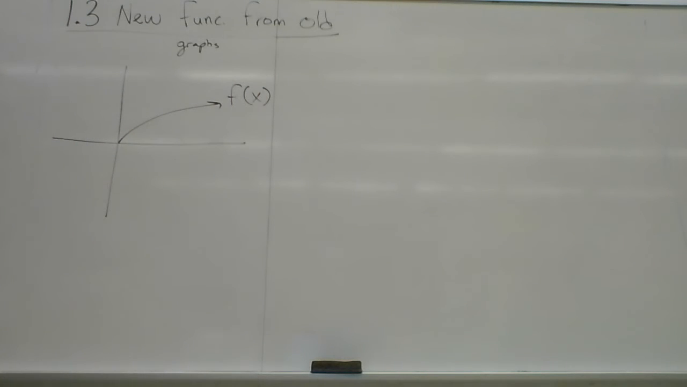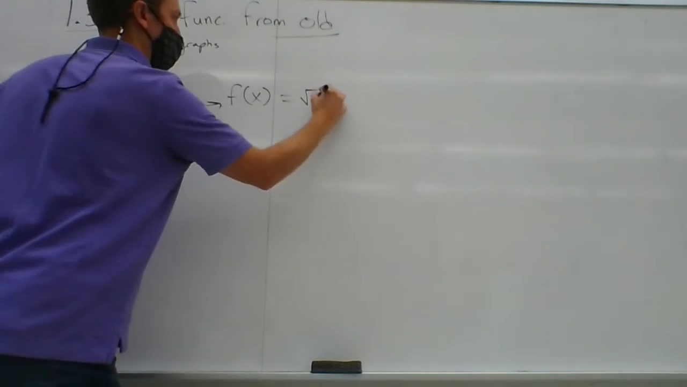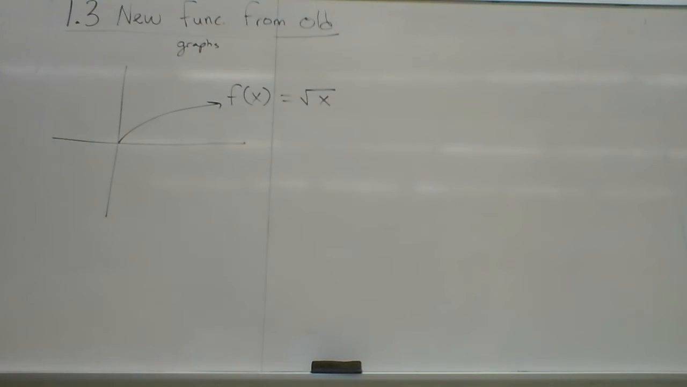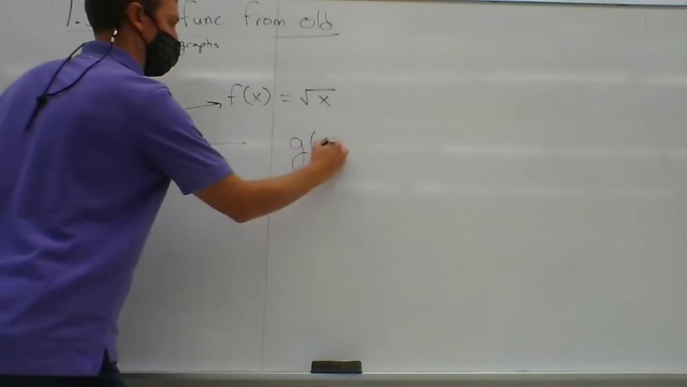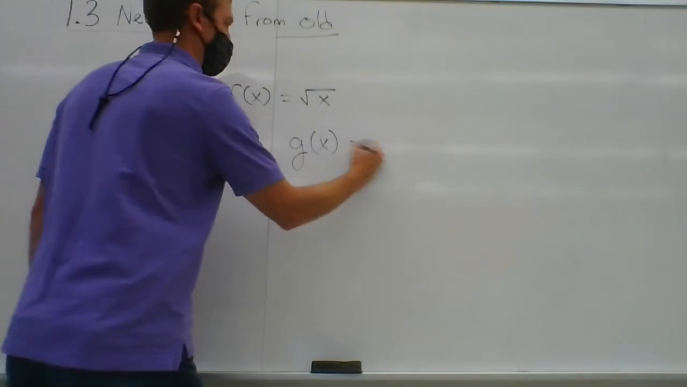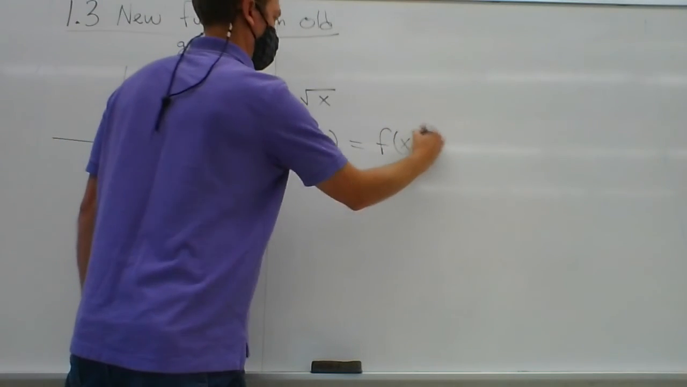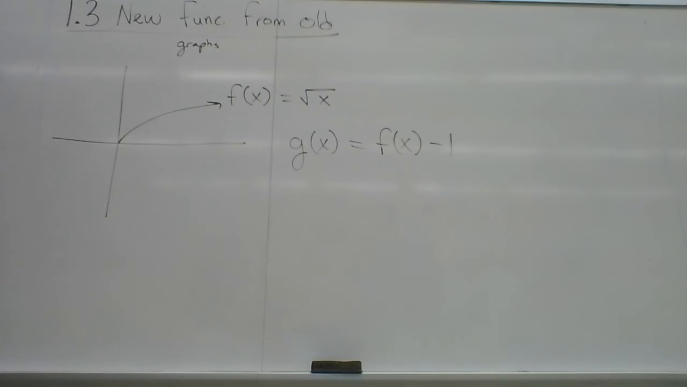It looks like a square root function, so maybe I'll even give it a symbol like this. I can't tell whether it is one or not. You should be able to quickly tell me something like this: what does the graph of g of x look like if g of x is the same as f of x minus 1? So think for a split second. How would you graph g? And now tell me, what do I do to the graph of f to graph g?